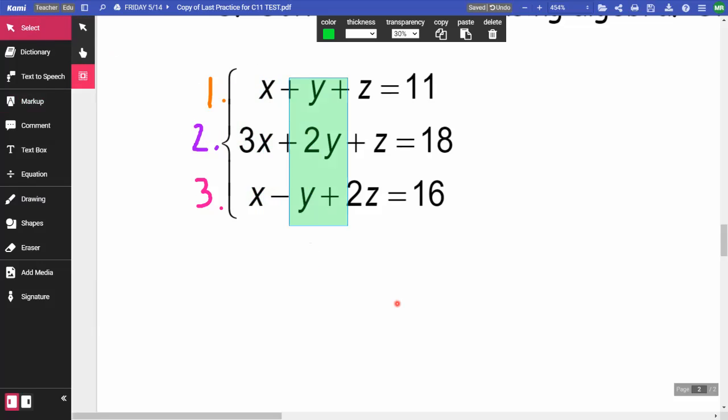If I'm dealing with my y's, and let me include my signs here. This is a positive y, this is a negative y. These are going to cancel automatically. I don't even have to times it by negative like I did in this one. And then I could times this one by a 2, and they're going to cancel. And then over here, z and 2z. Again, I'd have to multiply one of these by a negative, and then one of them by a -2. So I think I'm going to deal with my y's. I'm going to try to eliminate my y's. That's what I'm going to do.